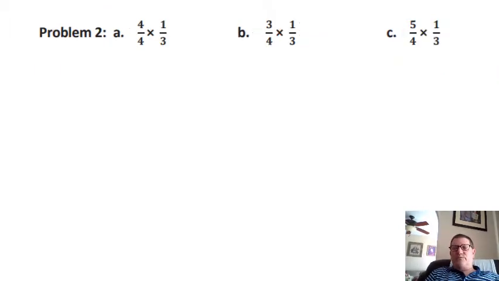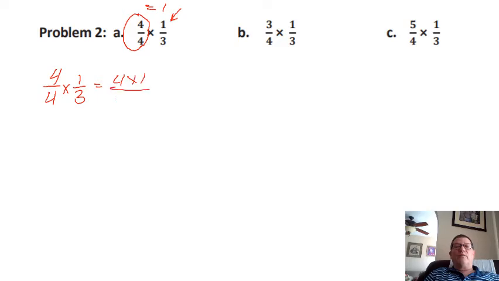All right, let's see what happens when we do this with just all fractions. Now, once again, here I have a fraction that's equal to 1. So that means my product should be equal to this fraction, 1/3. Let's try it. 4/4 times 1/3, which equals 4 times 1 over 4 times 3. We take out our 4's and we have 1/3 left over. So our product was equal to our other factor.